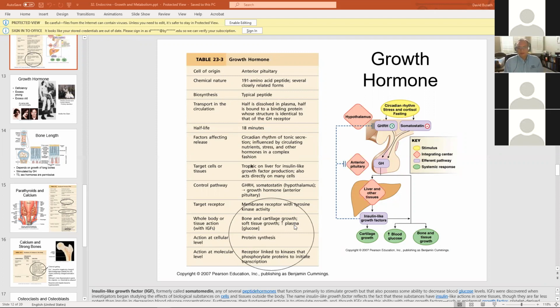So insulin-like growth factors come from where? They come from the liver under the stimulus of growth hormone, not GHRH, just GH, which stimulates the liver and other tissues. Next question.